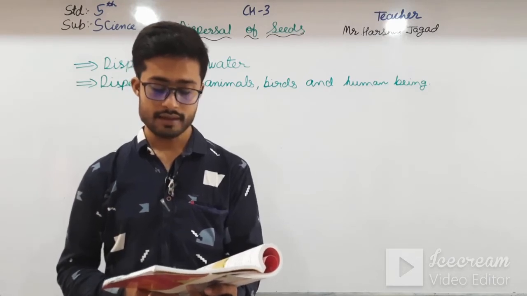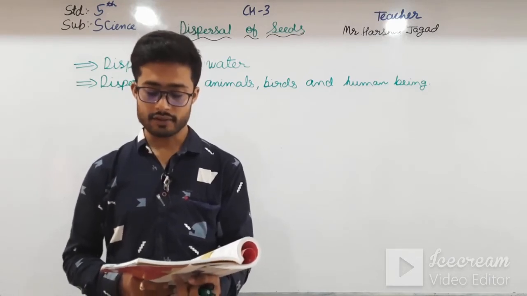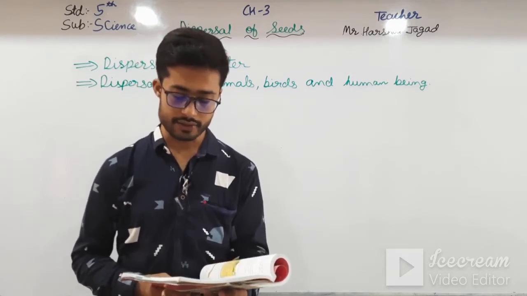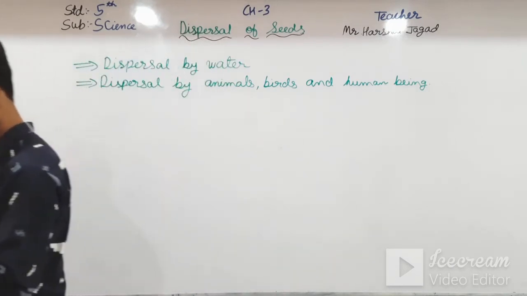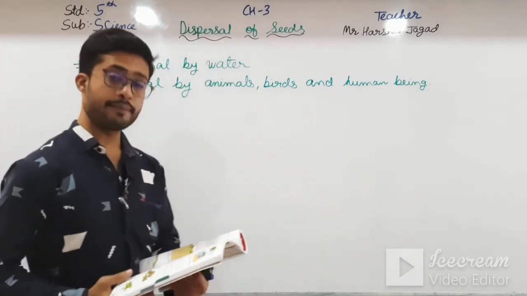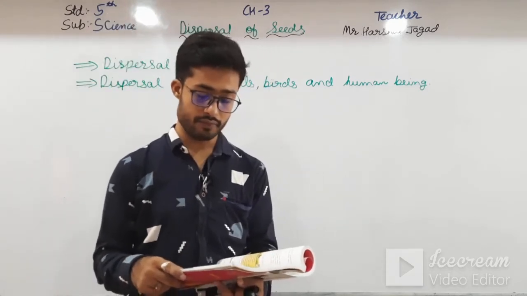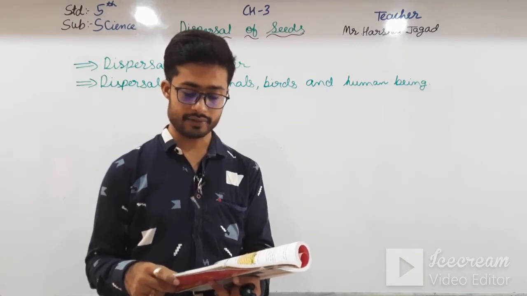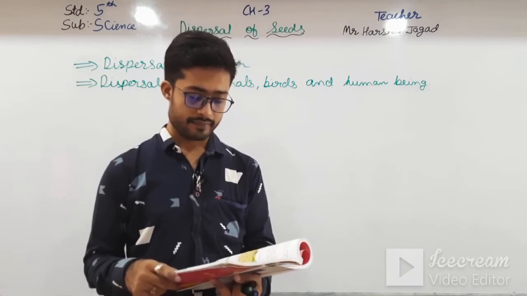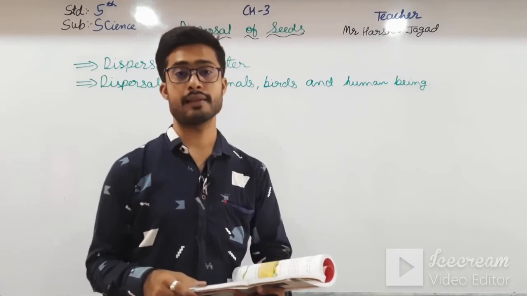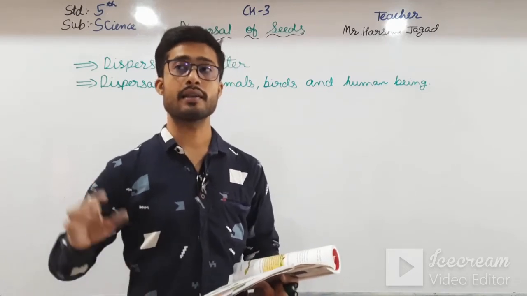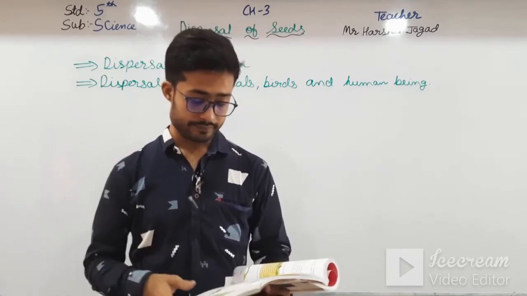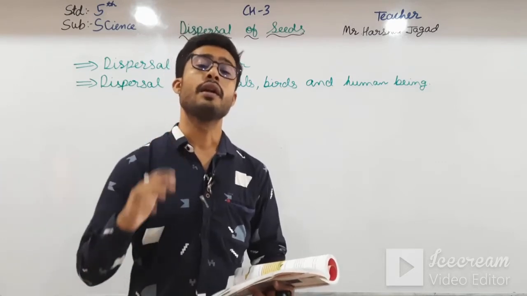They stick to the fur of animals, feathers of birds or clothes of human beings and are carried to distant places. Okay students, in this, the seeds of the plants have burrs, a hook-like structure. They stick to the fur of animals, feathers of the birds or clothes of the human beings and are carried to distant places. These seeds just stick to our clothes, birds to their feathers and animals to their fur, and then it travels a long distance.